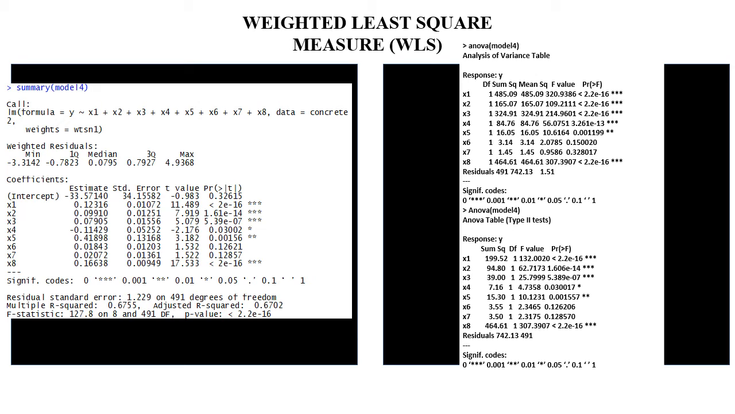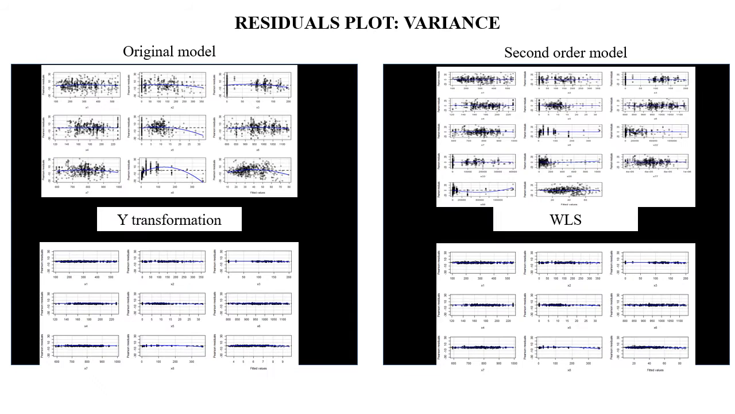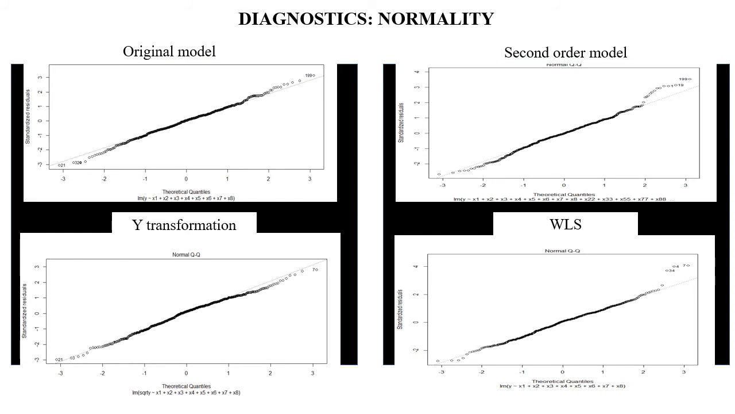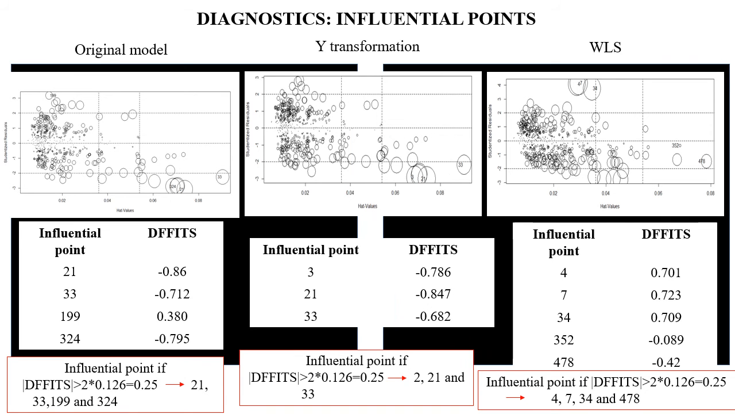Weighted least squares was also performed. Again, X6 and X7 seem not to have major impact on response Y. Comparing residual plots, we can see that Y transformation and weighted least squares do a better job on the residual variance. Normality plots show that Y transformation shows normality on the residuals. Influential plots show that Y transformation has fewer influential points than the original model and the weighted least squares model.